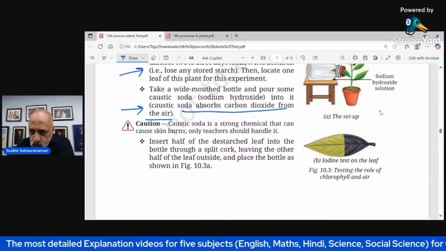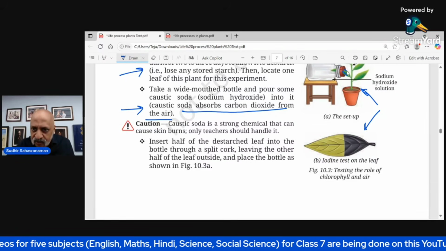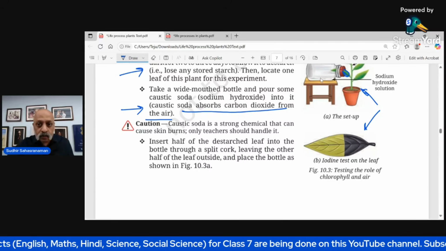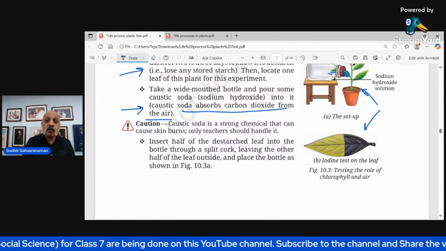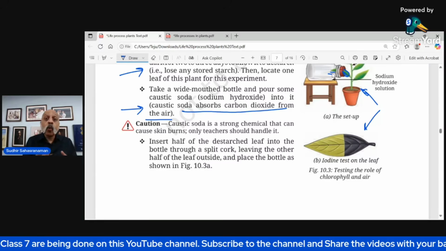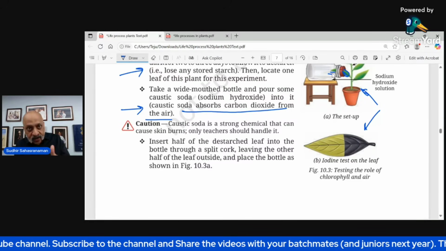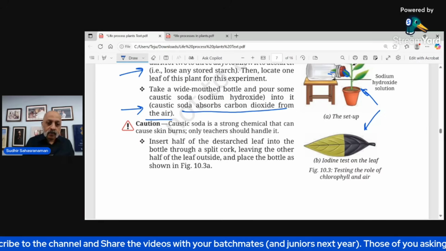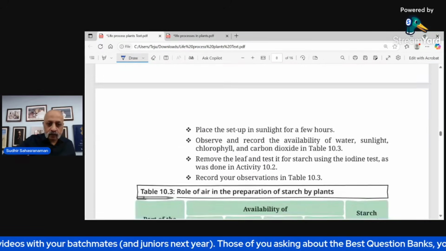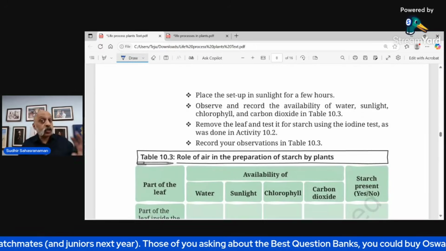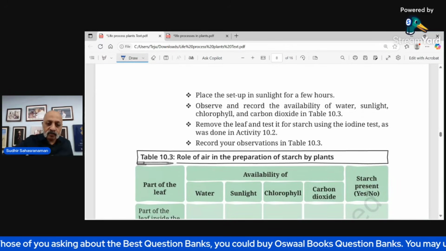What you do is to insert the leaf like this. That is, half the portion of the leaf will be outside the bottle, and half the portion towards the tip will be inside the bottle, where it will get exposed to caustic soda. Great. Understood? Now, you put it and you leave it for some time. Now, you place it in sunlight. So the leaf is getting sunlight. Now you observe it after a while.